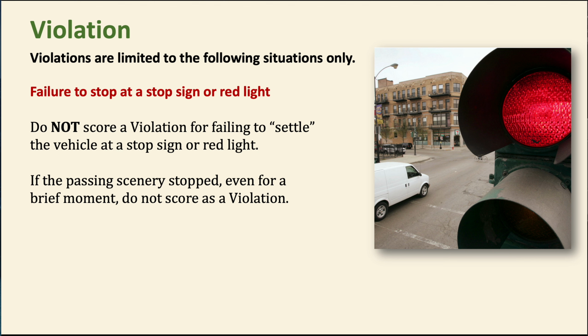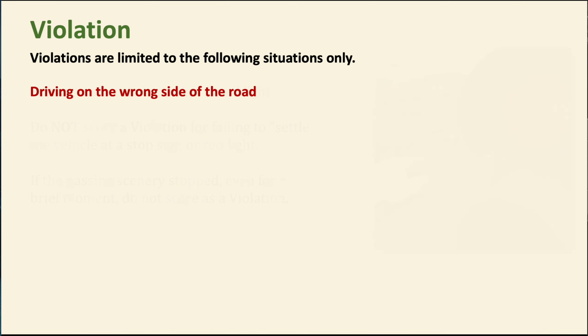Okay, don't get too excited. There was a reason they did it, because there were problems with people making them count to 5 before they proceeded from a stop sign or a red light or turning right on red. And that's not the law. And so that's the new standard. If the passing scenery stopped even for just a moment, do not score it as a violation. All right, so you have speeding, and not stopping completely at a stop sign or red light.